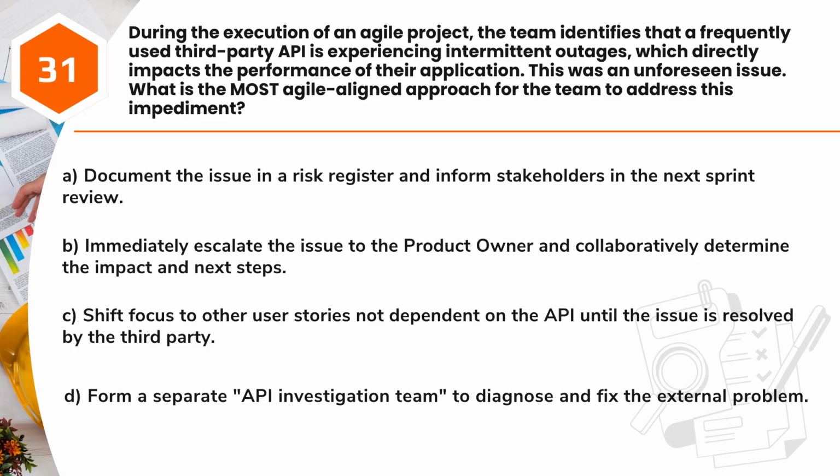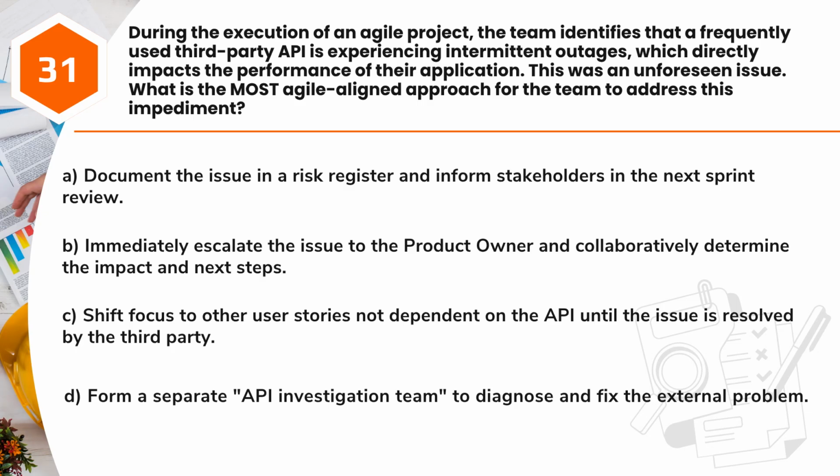Question 31. During the execution of an Agile project, the team identifies that a frequently used third-party API is experiencing intermittent outages, which directly impacts the performance of their application. This was an unforeseen issue. What is the most Agile-aligned approach for the team to address this impediment?